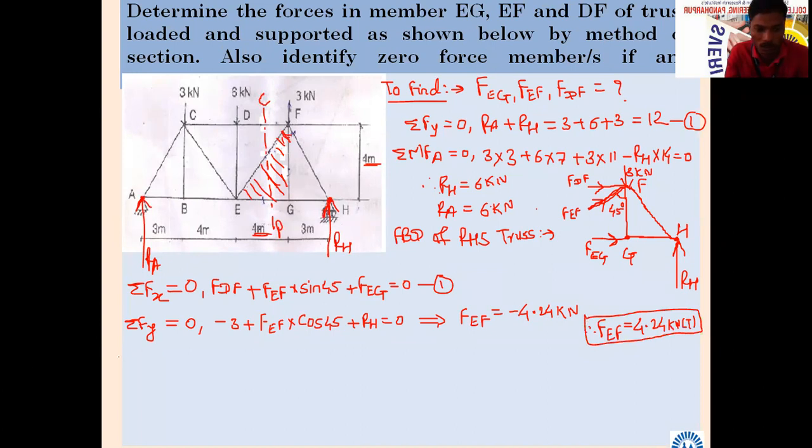One force we got. Now let us apply summation of moment due to all the forces with respect to point F, because there are a number of forces, so we will take that point. Now we have to tell which only two forces remain. Out of that, one is F. How will moment be generated at point F due to force F, clockwise or anti-clockwise?